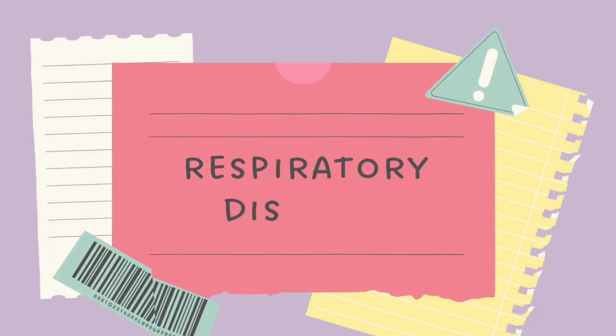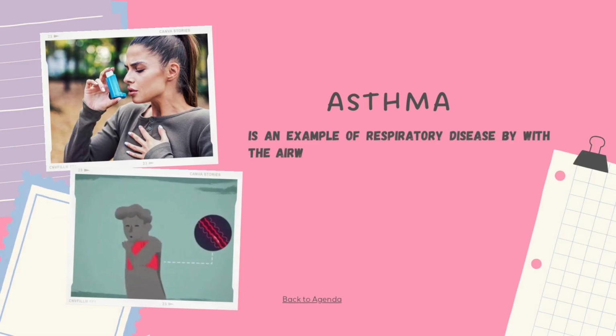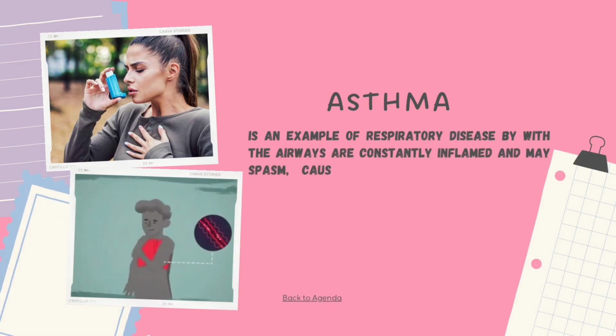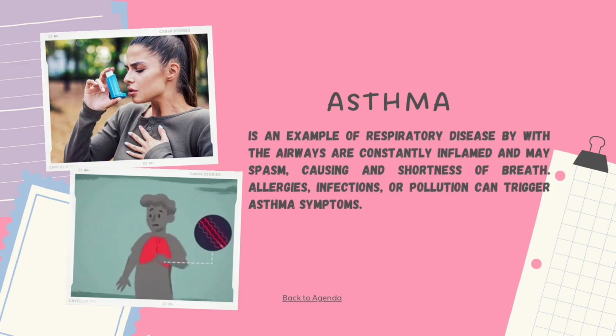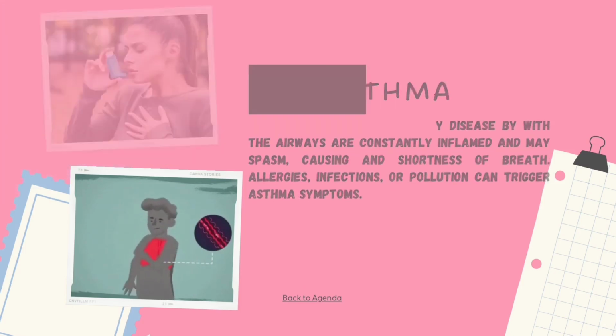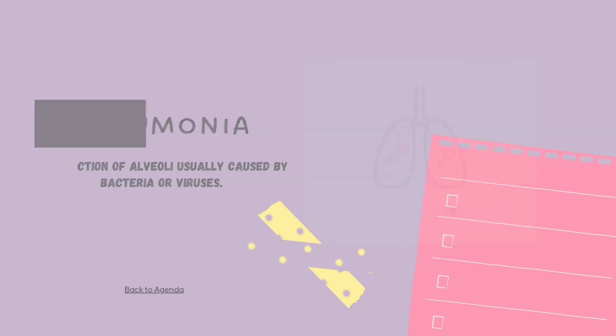Respiratory diseases. Asthma is an example of a respiratory disease in which the airways are constantly inflamed and spasm, causing wheezing and shortness of breath. Allergies, infections, or pollution can trigger asthma symptoms. Pneumonia, an infection of the alveoli, is usually caused by bacteria or viruses.